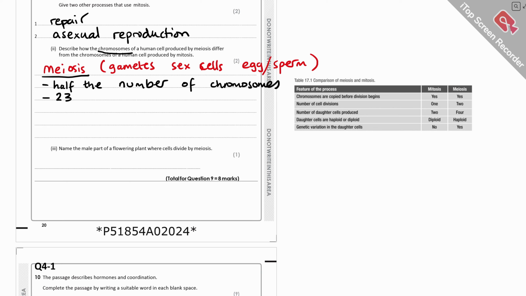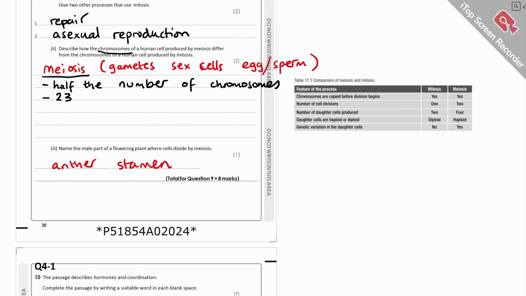Name the male part of the flowering plant where cells divide by meiosis. Is that, should I go? They put anther, stamen. Right, so what should we do?